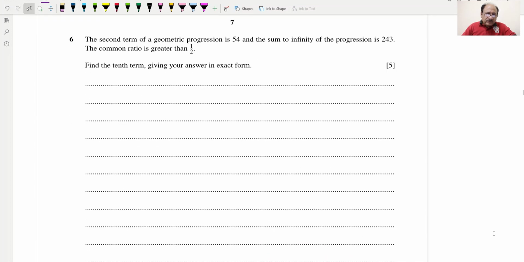Now question number 6. Question 6 says the second term of the geometric progression is 54. So second term of GP. We'll have to be careful, this is not AP. And the sum to infinity of the progression is 243. The common ratio is greater than 1 by 2. Find the 10th term, giving your answer in exact form.